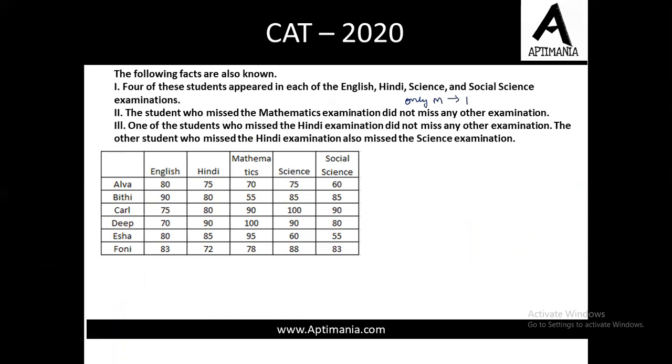Now one of the students who missed the Hindi examination did not miss any other. So there is one student who missed only the Hindi examination. Further, the other student who missed the Hindi examination also missed the science examination. There is one such student as well who missed the Hindi as well as the science exam. Fine. So this was the additional information that was given to us. Now we need to find which student missed which exam and so on. We need to find the answer to the question.